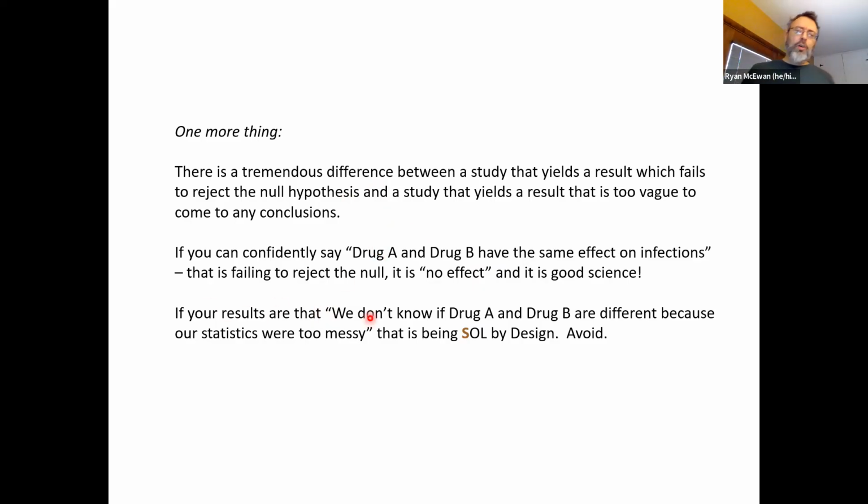If your results are, we don't know if drug A and drug B are different because our statistics are too messy, because we have pseudo-replication, or we don't have enough sample size, or some other screwball thing happened, that's being SOL by design. You don't want that. So it's really important. This is a really important point. You need to be able to tell me the difference between a statistical test that yields no significant difference and a study that can generate no valid statistical test because it's too messed up.